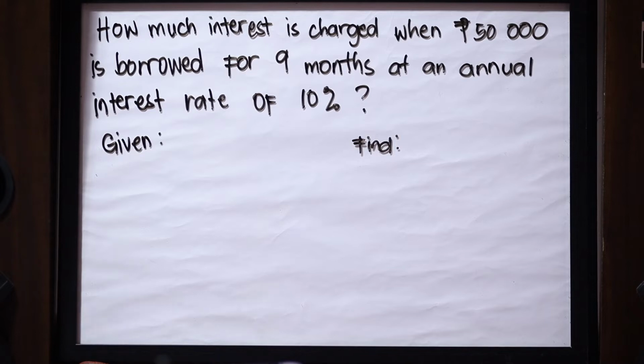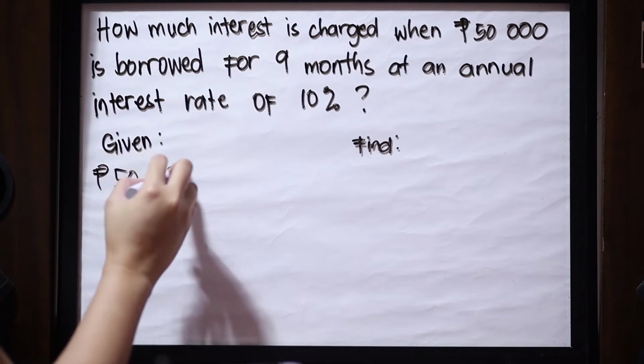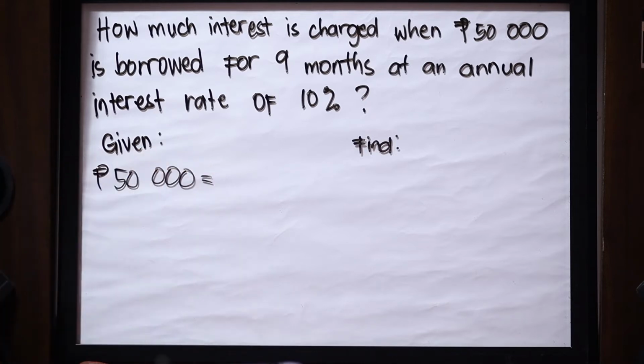How much interest is charged when 50,000 pesos is borrowed for 9 months at an annual interest rate of 10%? So, we identify the given, find, and we show the solution to find the answer. First, we have the numerical value 50,000 pesos. So, we identify what the 50,000 represents.